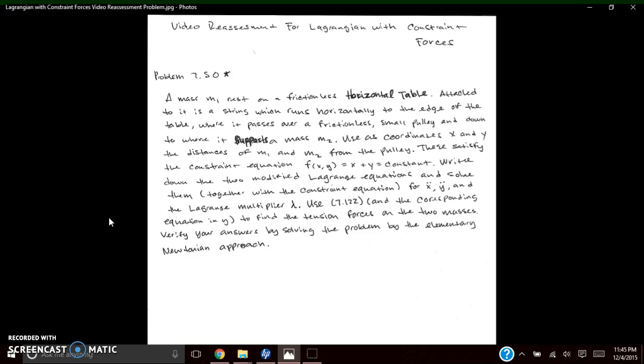Write down the two modified Lagrange equations and solve them, together with the constraint equation, for x double dot, y double dot, and the Lagrangian multiplier lambda. Use equation 7.122 from the book and the corresponding equation in y to find the tension forces on the two masses. Verify your answer by solving the problem by the elementary Newtonian approach.